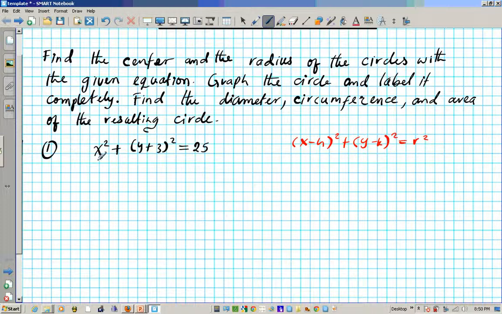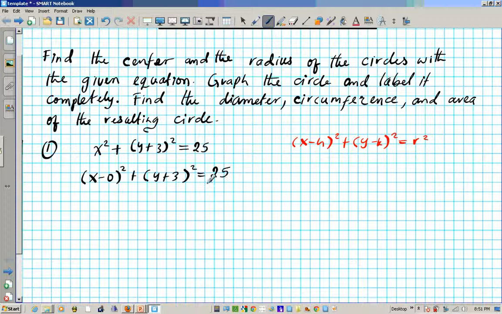You notice that there's no number being added or subtracted from the x, so we're going to write it as x minus 0, because 0 is the same thing as nothing. (x - 0) squared plus (y + 3) squared equals 25.